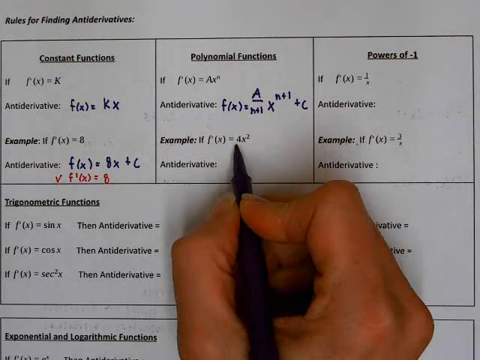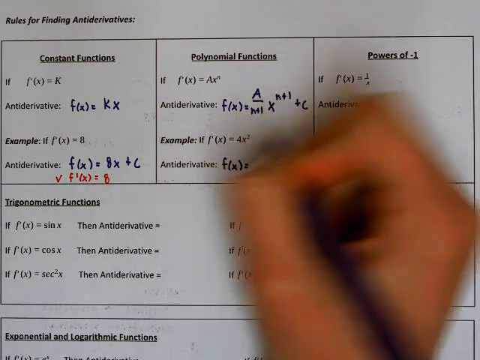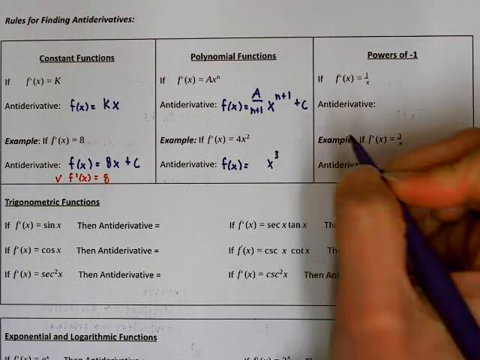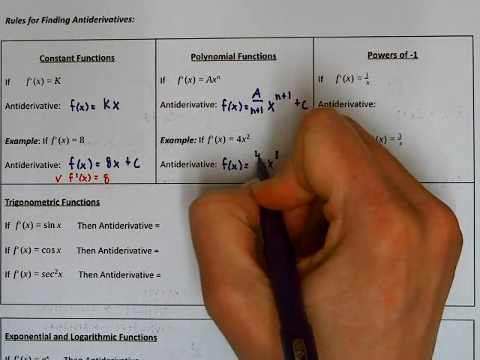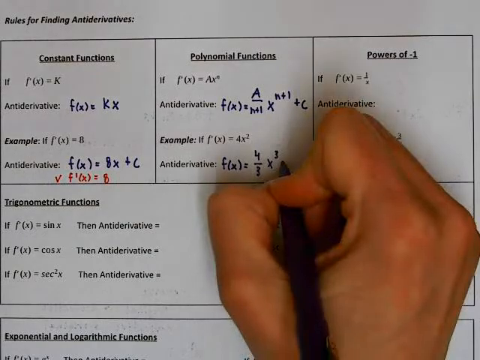F prime of x equals 4x squared. So for my antiderivative f of x, I'm going to add 1 to my exponent, so I've got 3. And then I'm going to take my coefficient of 4 and divide it by 3. So 4 thirds x cubed, and then again we have the plus c.